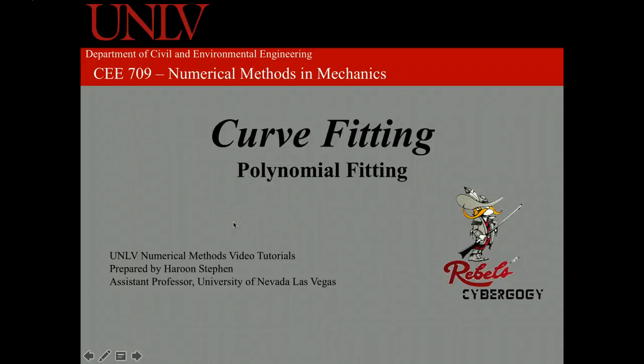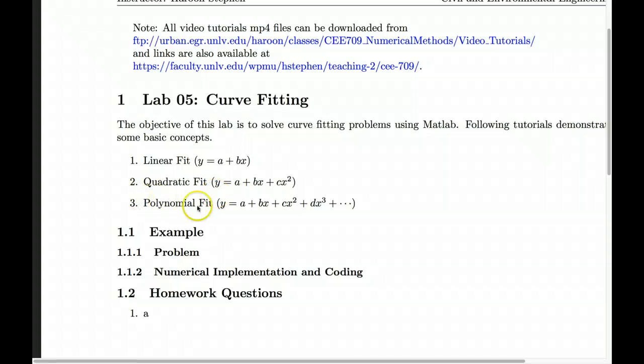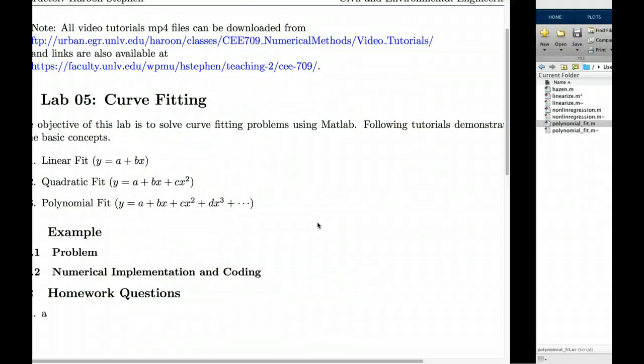This tutorial extends the idea of line fitting and quadratic fitting to polynomial fitting. That means we have a function where we could have various powers of x with coefficients, and again our goal is, given observations of x and y, we need to find all the coefficients a, b, c, d, and so on and so forth.